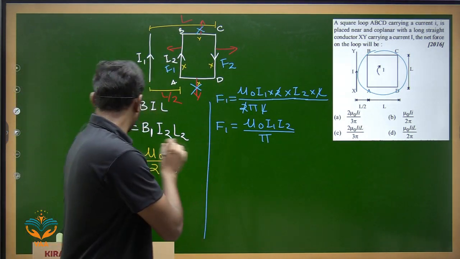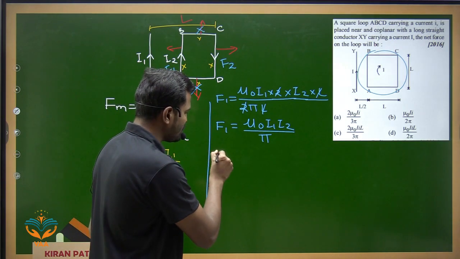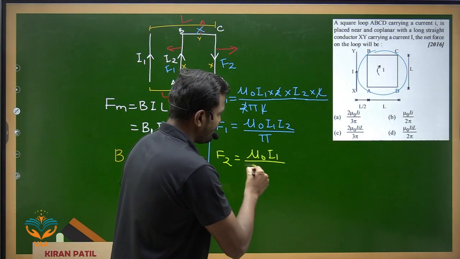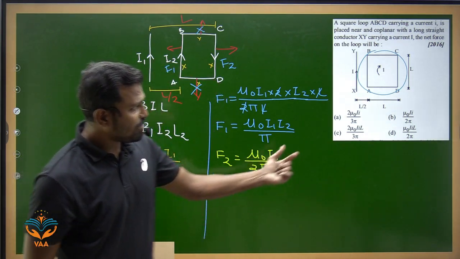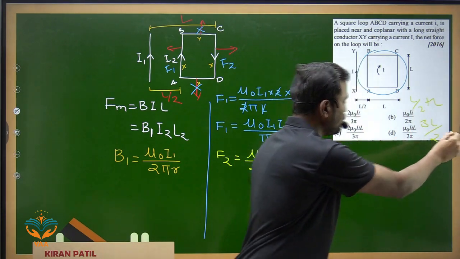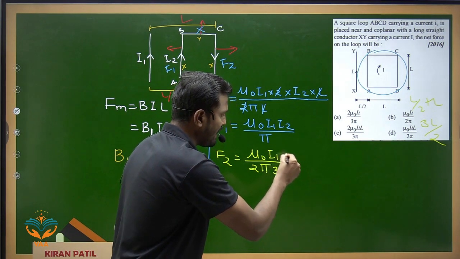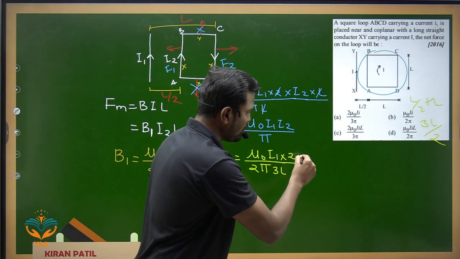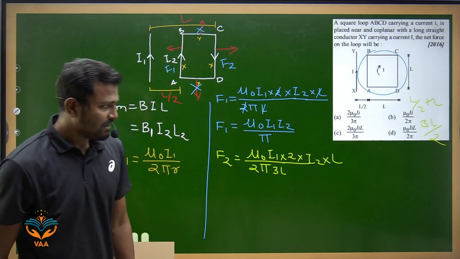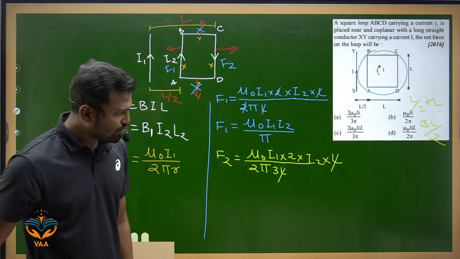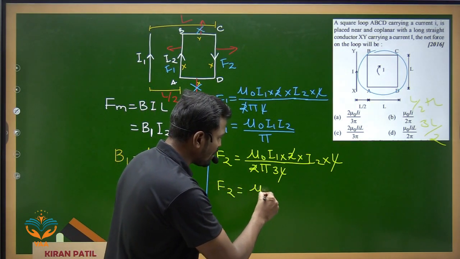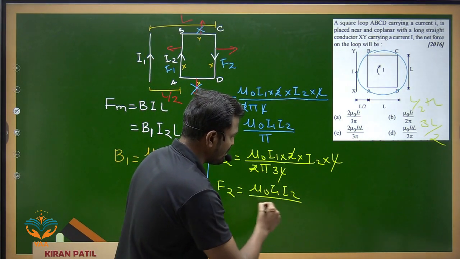Likewise, if I want to find the second force F2, it will be the same: the magnetic field of the first conductor divided by the distance. How much? L by 2 plus L, which becomes 3L by 2. So 3L by 2 goes in the denominator, into I2, the current of the second conductor, into the length of the second conductor. First of all, this length gets cancelled out, and 2 gets cancelled out. So the F2 value will be mu naught I1 I2 divided by 3 pi.